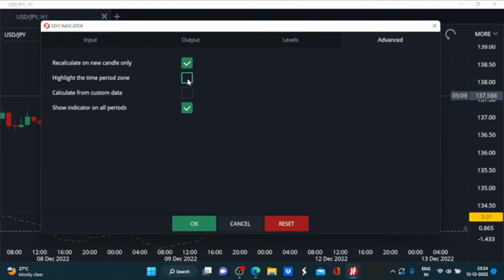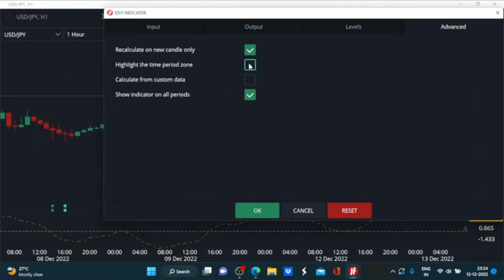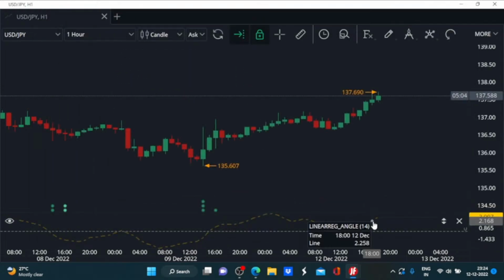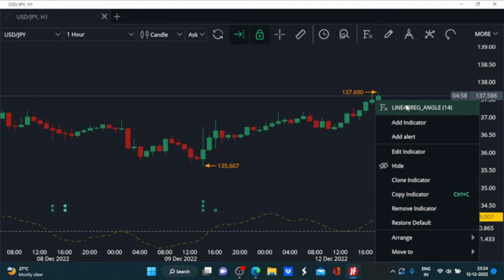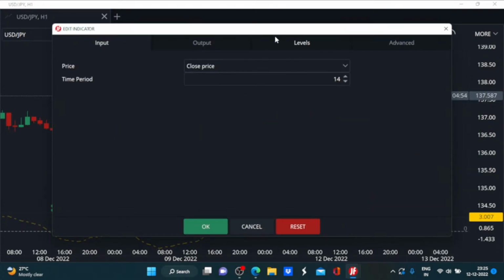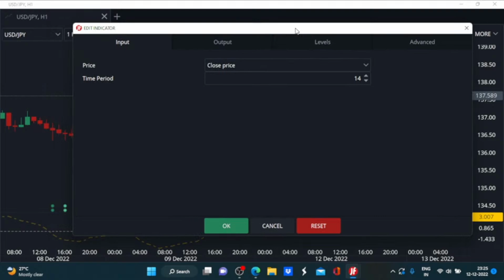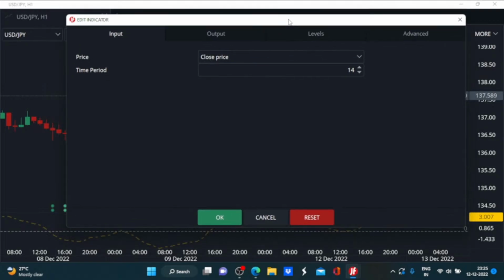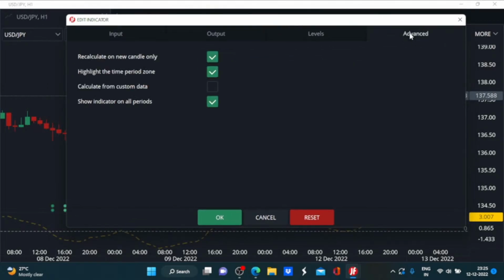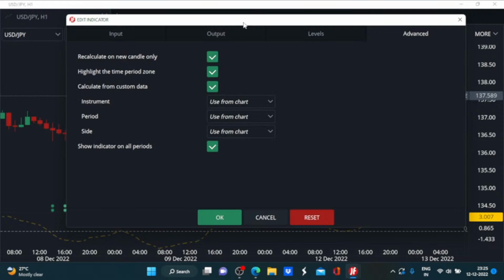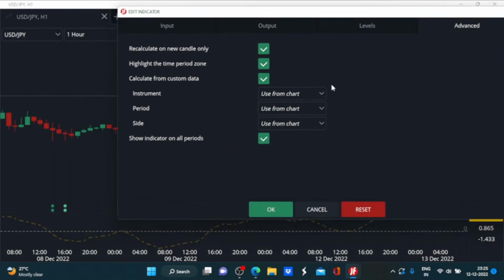Highlight the time period zone, whatever is your calculation period, can also be highlighted if you opt in for this option. So you have this option of going for highlighting of the calculation period. It simply makes it easier for you to remember how much time is being included for the indicator's calculation. The indicator's calculation can be customized further.